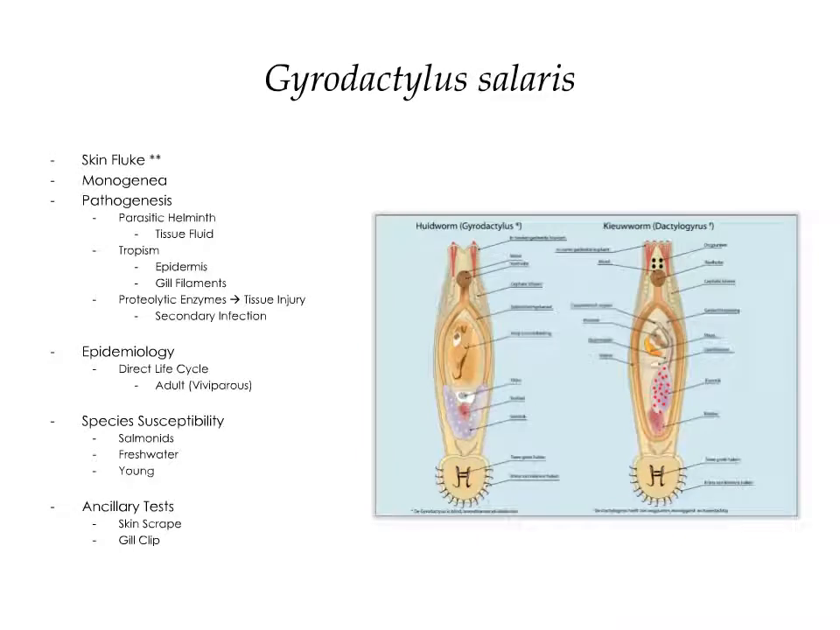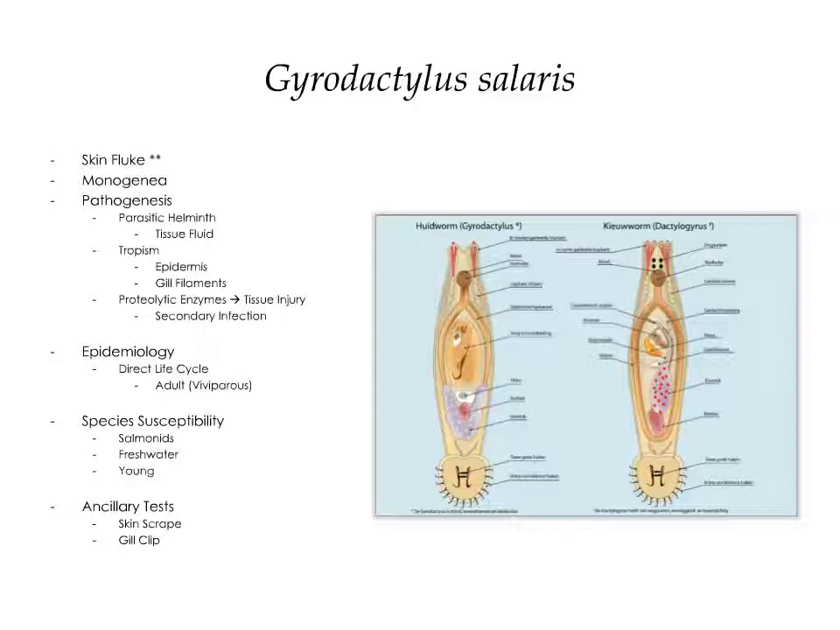Gyrodactylus salaris is a similar species of Monogenea. However, Gyrodactylus is a skin fluke, and it's an immediately notifiable disease. As far as pathogenesis, it's a helminthic parasite that feeds on tissue fluid. It has a tropism for the epidermis, though it can also infect the gill filaments. After latching onto the host, it releases proteolytic enzymes which cause extensive tissue injury. This can be associated with secondary infection.